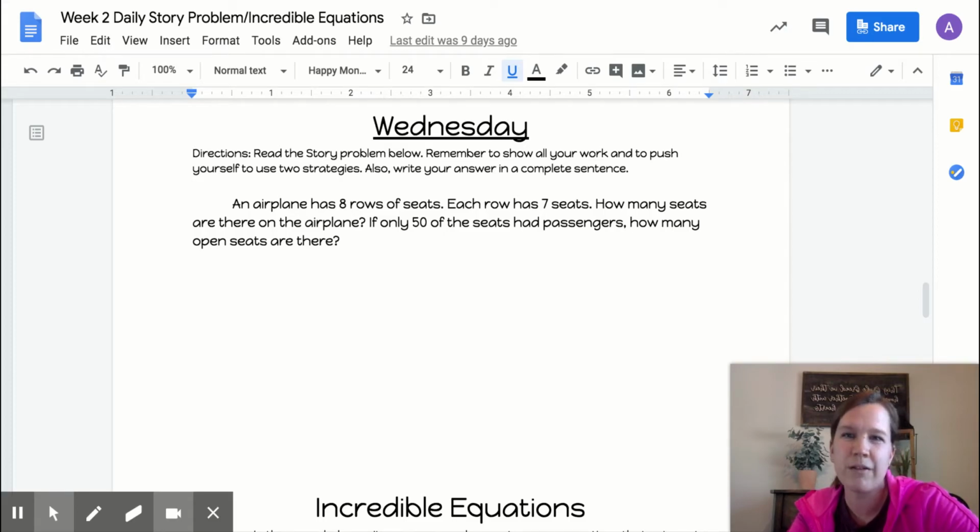Ooh, I have 2 questions here today. So it's a multiple step problem. So I have to do more than one thing to find my answer. So we're going to start off with, first of all, we need to know how many seats there are on this plane. I have 8 rows.